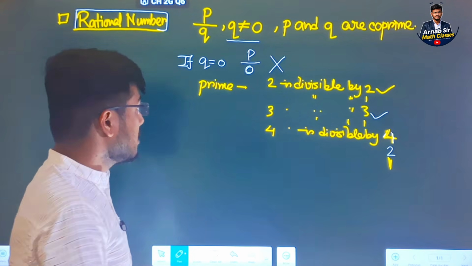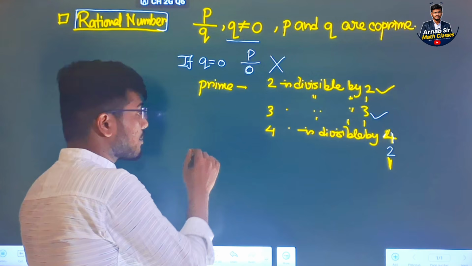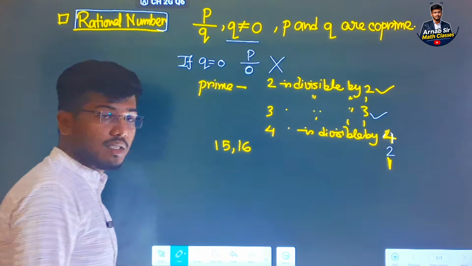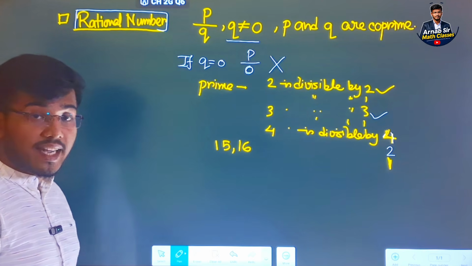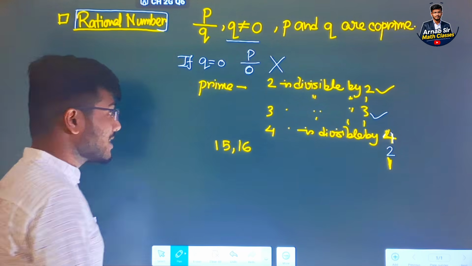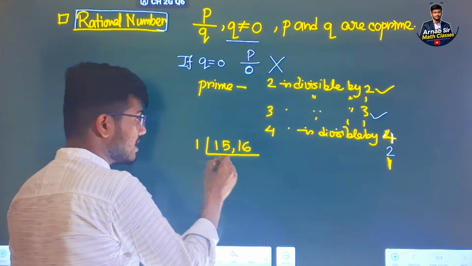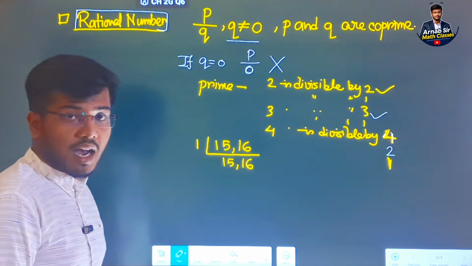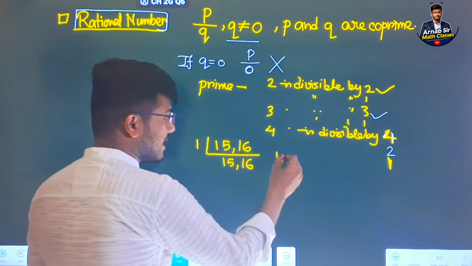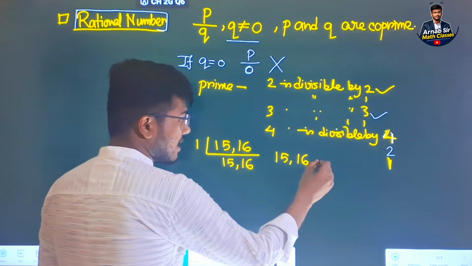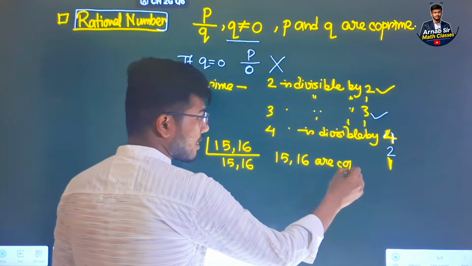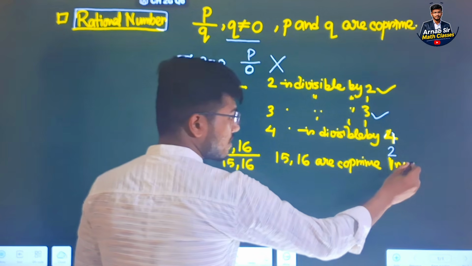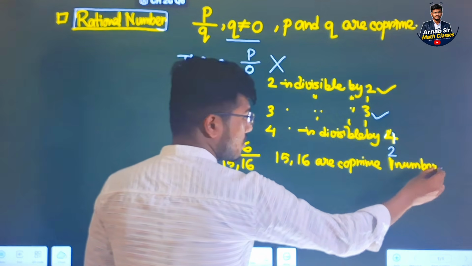So what is the meaning of co-prime numbers? Suppose we take two numbers, 15 and 16. What is the common divisor of these two numbers? It is 1. That's why we can say that 15 and 16 are co-prime numbers. This is called co-prime numbers.